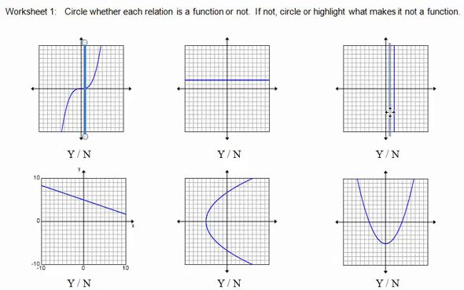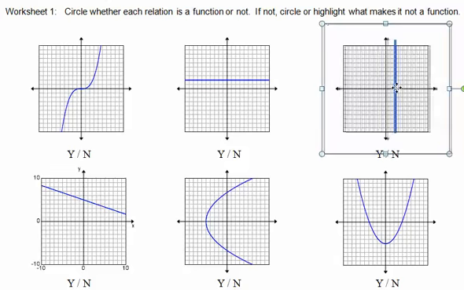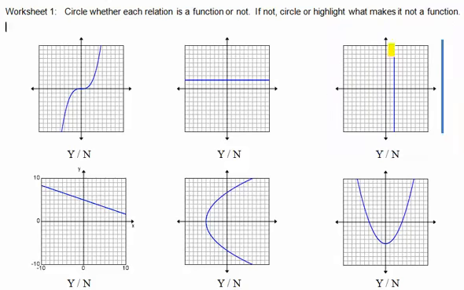Now this one here, it hits it an infinite number of times. It hits it here and here and here and here and here and here. So this is not a function. And what we can do for our circle or highlight is just show that this dot here and this dot here have the same x. It wouldn't matter which two dots. That x has more than one value. That's enough to make it not a function.